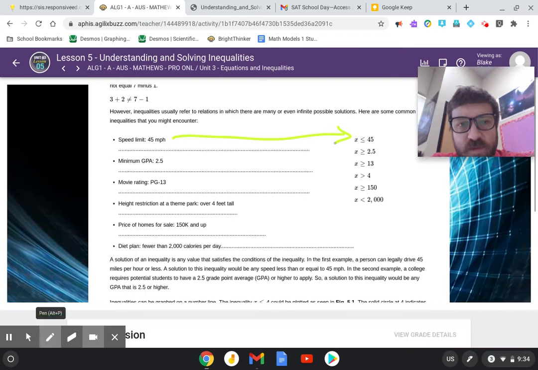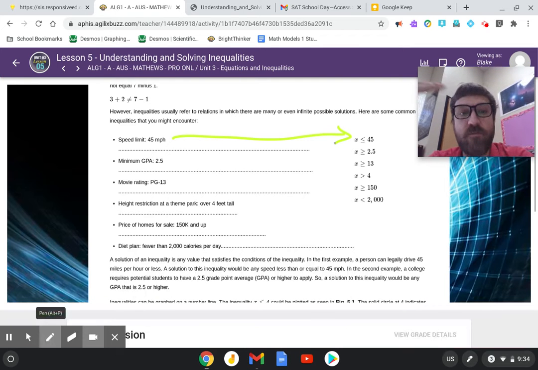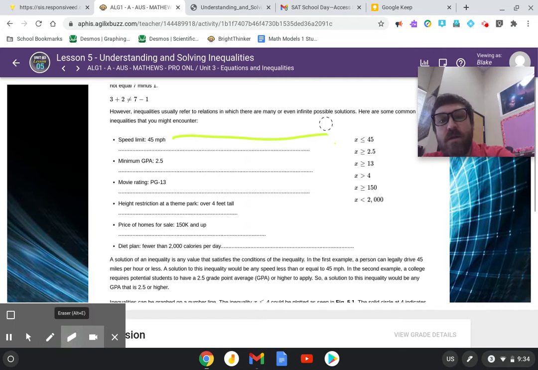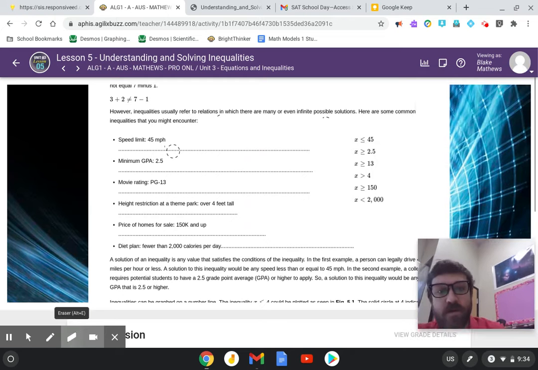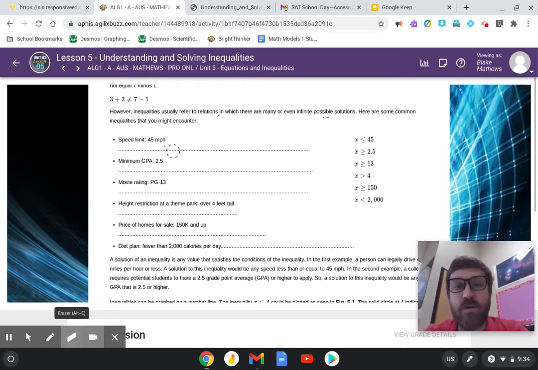So like, let's look at the example here. It says a speed limit of 45 miles per hour. So a speed limit would mean that that's the highest that your speed can be. So then we would say x is less than or equal to 45 because your speed would need to be 45 or lower. Okay, so the next one says a minimum GPA. Minimum GPA would mean that you have at least 2.5 as your GPA. Again, 2.5 would be the low. That's the minimum. And then everything above that would work. So then we would have x is greater than or equal to 2.5.